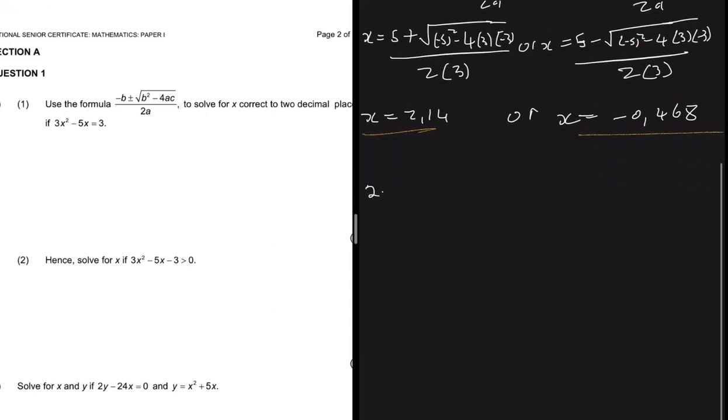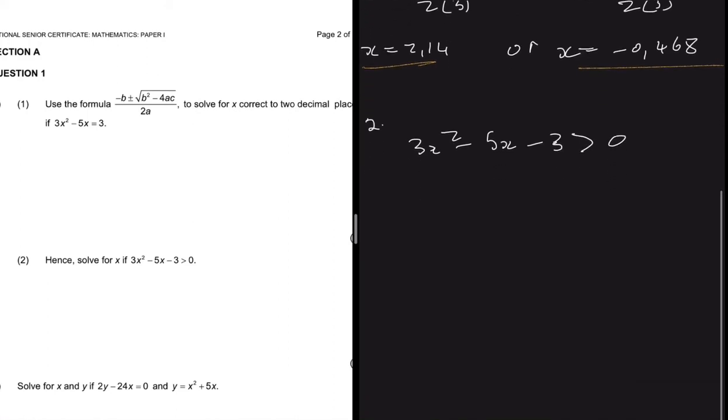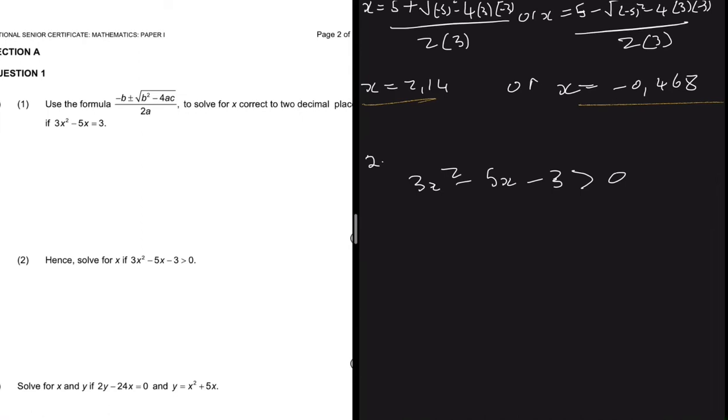The second question, question two, is a follow-up question to A. It's saying, hence solve for x if 3x squared minus 5x minus 3 is greater than 0. So there's two possible solutions when you have an inequality like this. We already know the points that are governing the inequality. The points that are governing the inequality are minus 0.468 and 2.14.